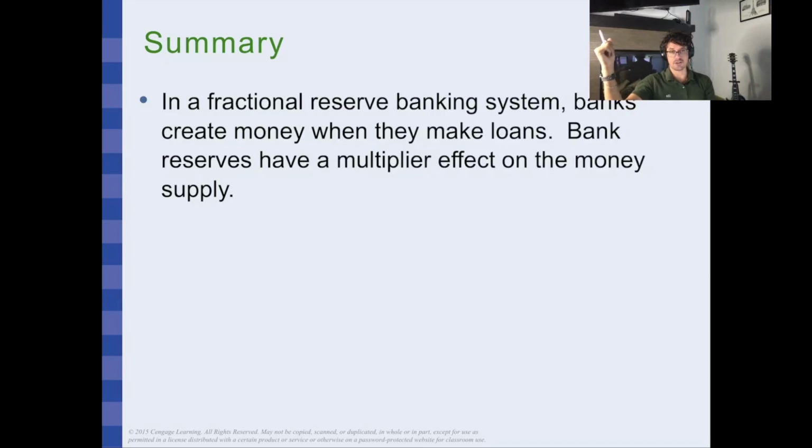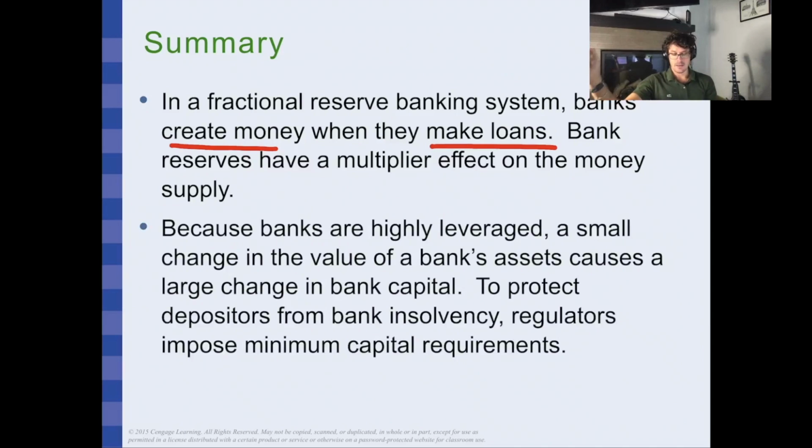So in a fractional reserve banking system, banks can create money at the moment in which they make a loan. Bank reserves, therefore, have a multiplier effect on the money supply. Because of this, banks are highly leveraged, and a small change in the values of bank assets can cause a large change in the bank capital. So to protect depositors from bank insolvencies, in general, the Federal Reserve requires minimal capital requirements.